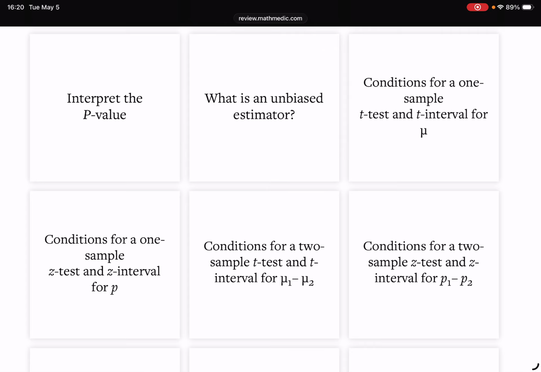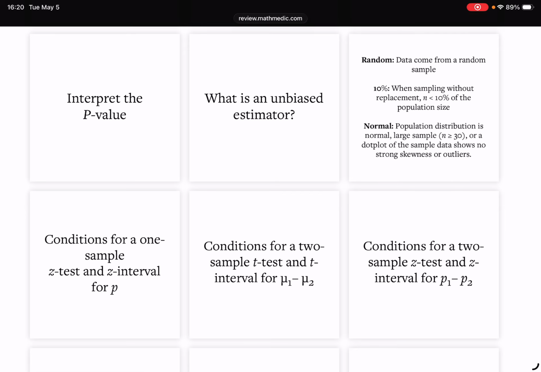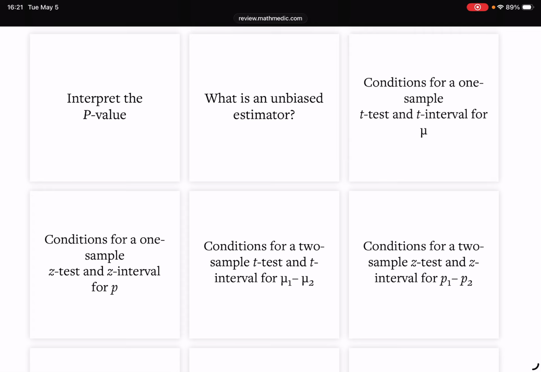Next, conditions for a one sample t-test and t-interval for mu. Remember, you're always checking if it's random. The 10% condition, as long as it's not an experiment. And remember, the 10% condition is your sample size has to be less than or equal to 0.1 of whatever your population size is, and that is written in words. Then you're going to prove normality. You're either going to prove it by saying it's a large sample, so your sample is greater than or equal to 30. That is by central limit theorem, CLT. Or if you can't prove that, then you need to draw a histogram or a dot plot, and you need to make sure you show that there is no strong skewness or outliers in order to prove normality.